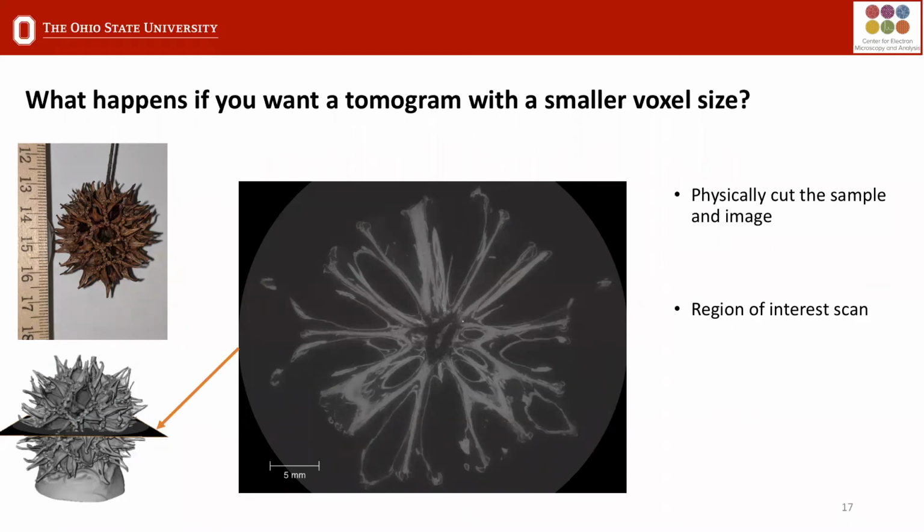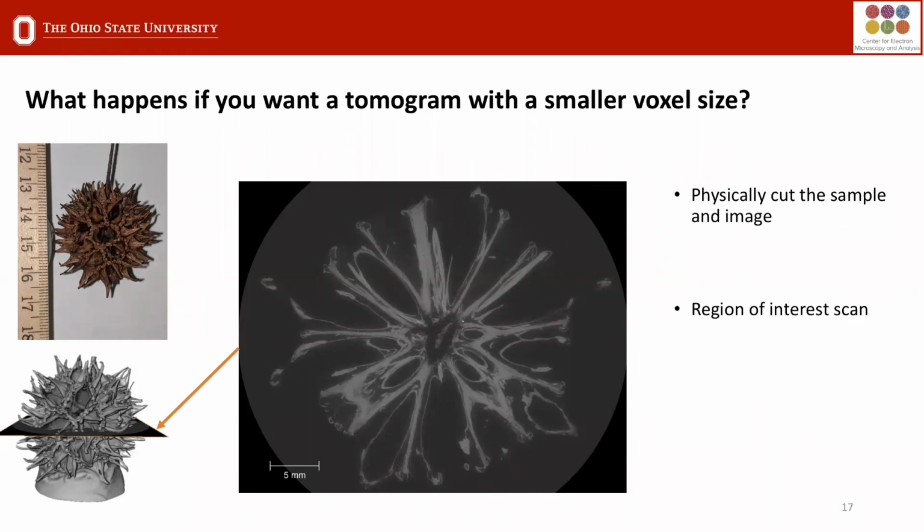We can either physically cut the sample, so we'll make it into a smaller sample with a smaller diameter, and then we could perform another full field scan. This is okay if you don't mind your sample being cut. However, if for some reason you don't want to cut into your sample because you need to use it for other experiments, or you just don't want to destroy your sample, you could do a region of interest scan.